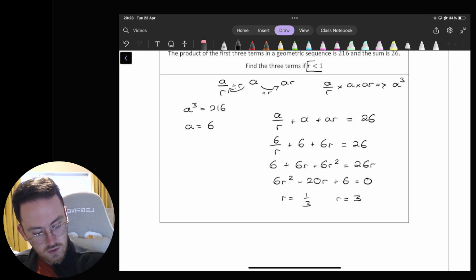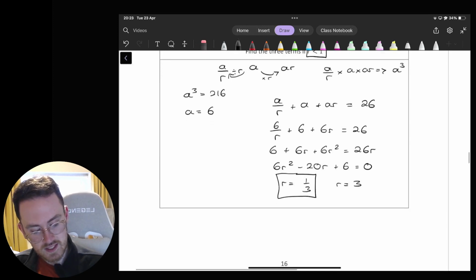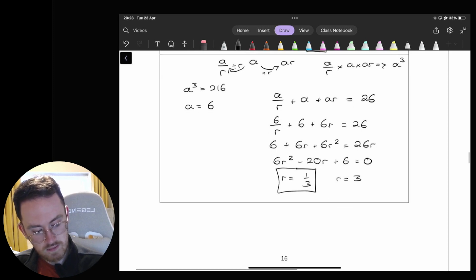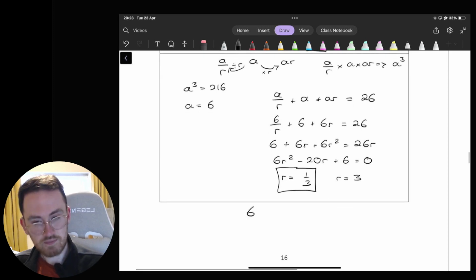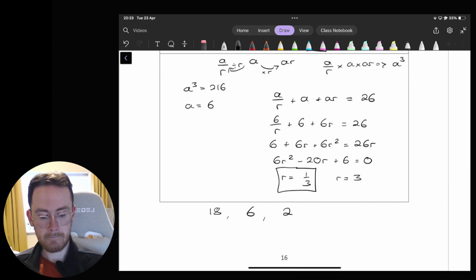I'm told that r is less than 1, which means that r has to be a third, and I'm asked to find the three terms. My middle term I already know is 6. My term before that is going to be 18, and the term after that is going to be 2.